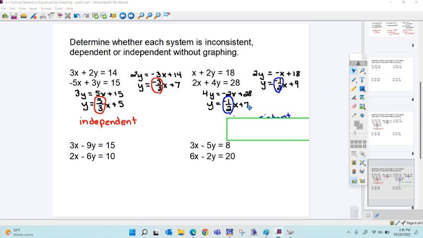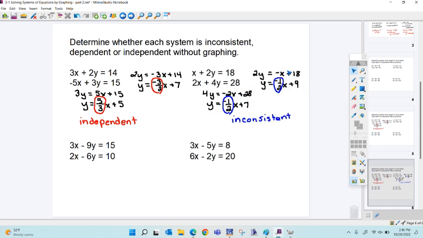All right. So out of these 3 choices, is it inconsistent? Yes, because there's no solution. In other words, no solution. These are parallel. They have different y-intercepts, so they're parallel, so they are inconsistent.